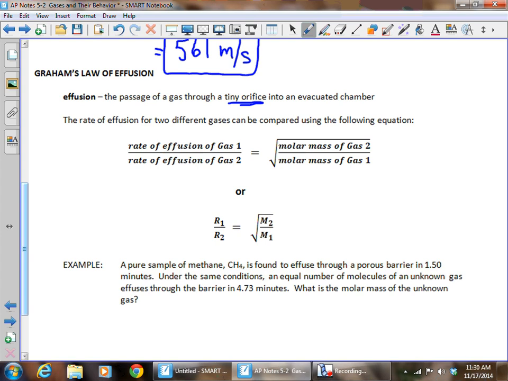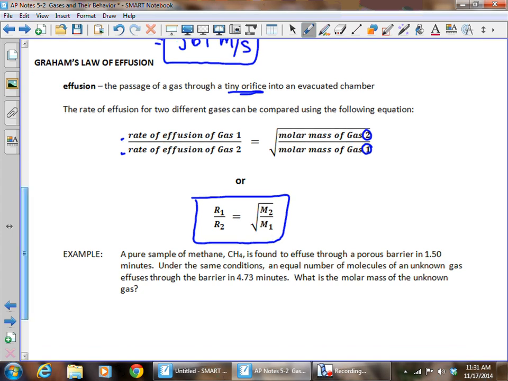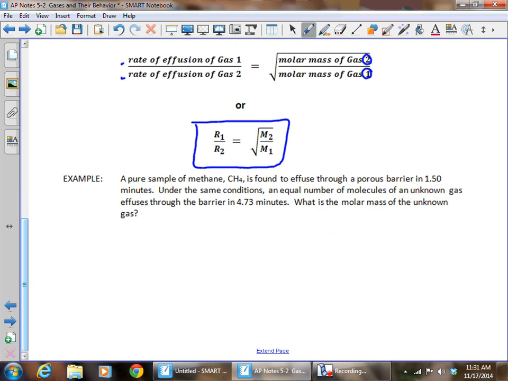The rate of diffusion of gas 1 divided by the rate of diffusion of gas 2 is equal to the square root of the molar mass of gas 2 on top over gas 1 on bottom. So keep that in mind. Now, most of the time, I'm going to write the equation like this: rate 1 over rate 2 equals the square root of molar mass 2 over molar mass 1. It doesn't matter which is which. I tend to try to put the unknown on top, simply because it makes it easier to solve algebraically. It doesn't really matter. Just make sure you pay attention to how you're going to solve this.